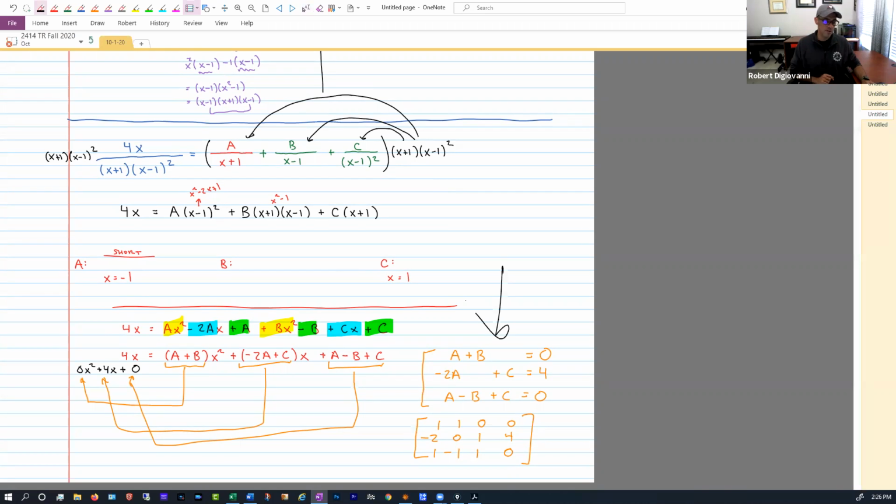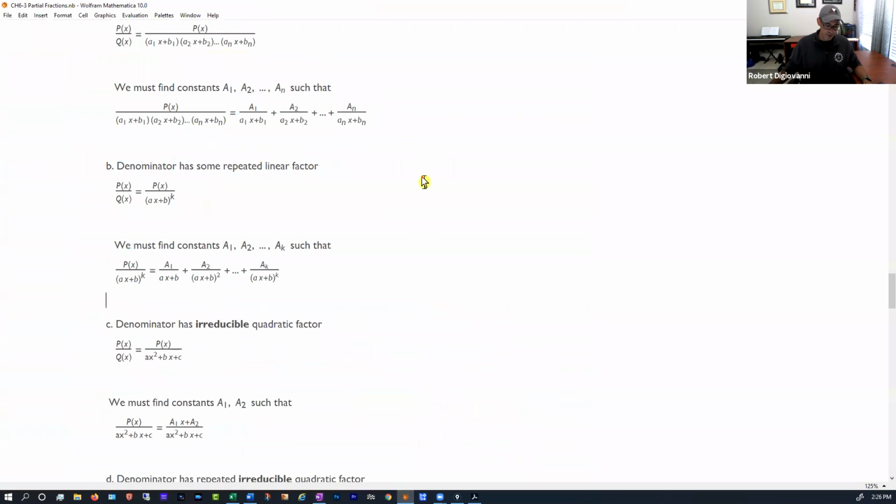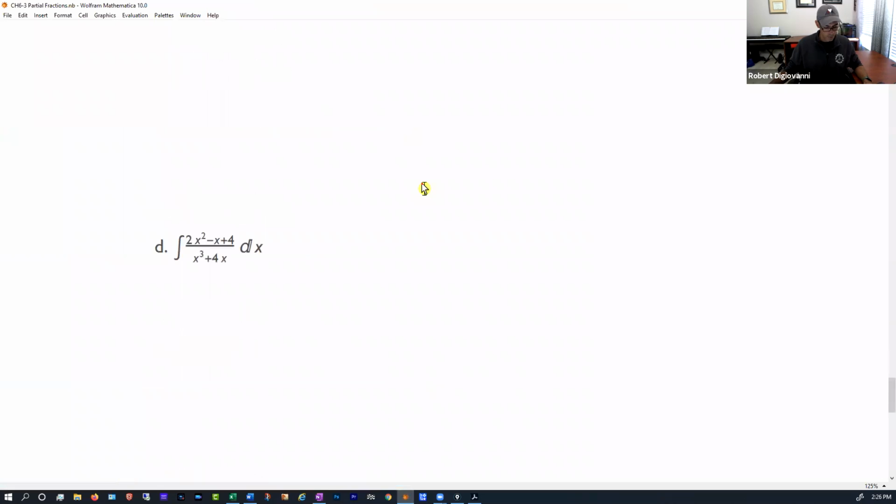There's definitely a shorter way through this, but I want everyone to be comfortable with both the short way and the long way, because there are problems where the short way gives you no information. You can't get A, B, or C, and all you have is the long method. Okay, we have 14 minutes. Let's see if we can at least start the next one.